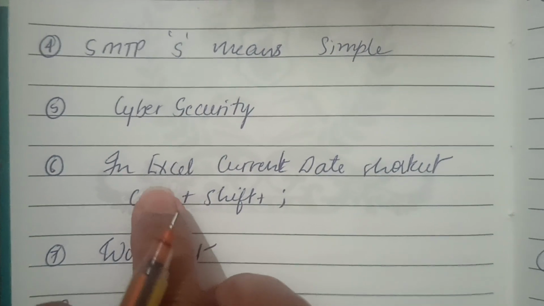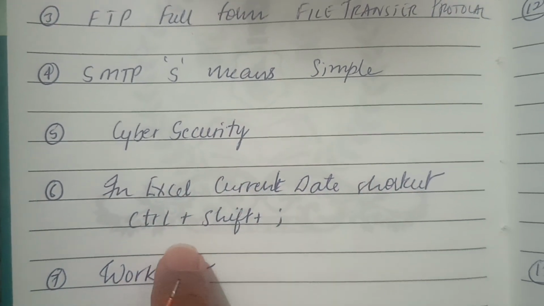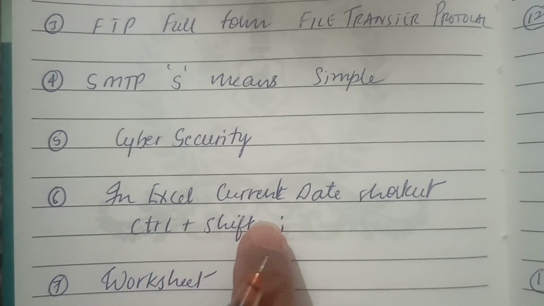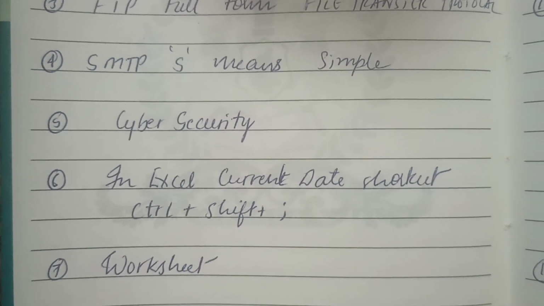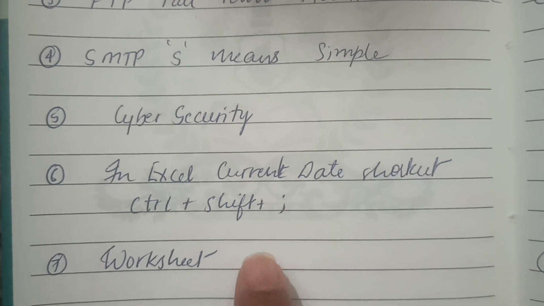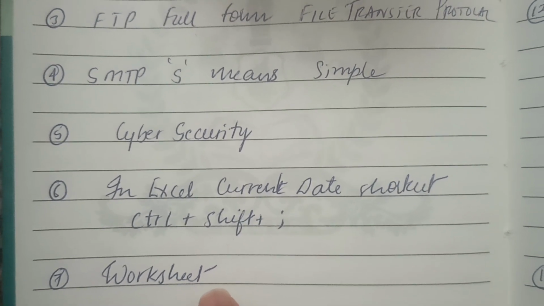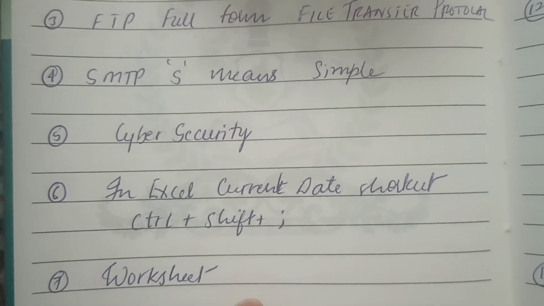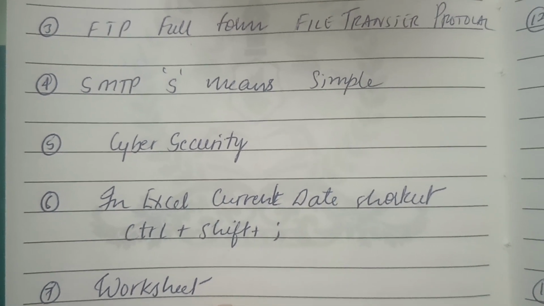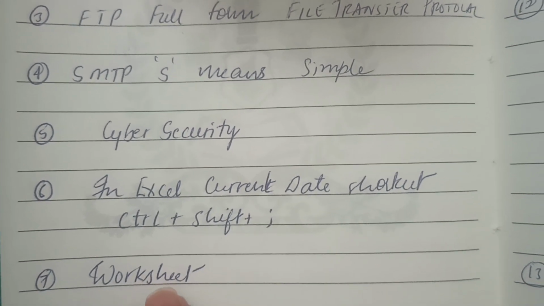Then in Excel, they asked the shortcut for the current date, that is Control plus Shift plus apostrophe. Next, I don't remember the question, but I marked worksheet as the answer. I think they gave the intersection of rows and columns, and I was searching for cell, but that option was not there, so I thought it would be worksheet.